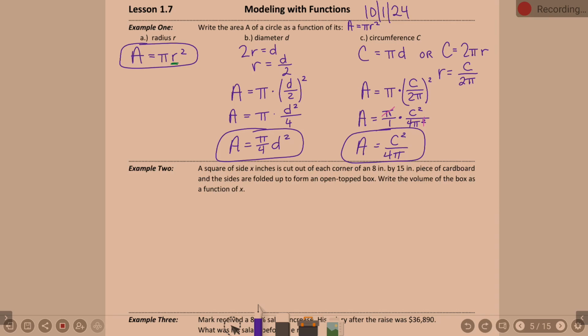Okay, why do we do a lot of circle stuff just to talk about square? It's all about formulas today. We talked about circles, and now we're going to talk about a box.